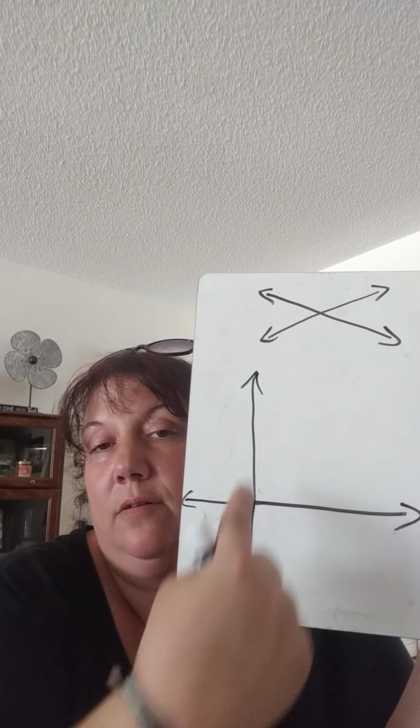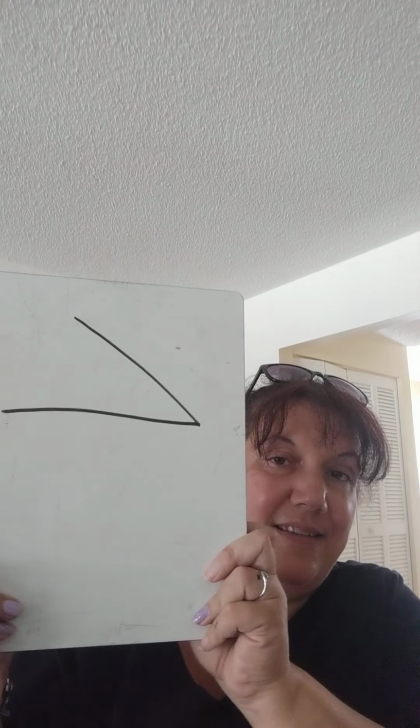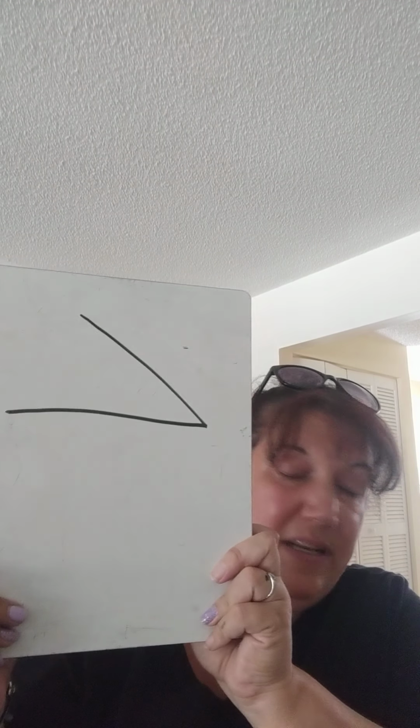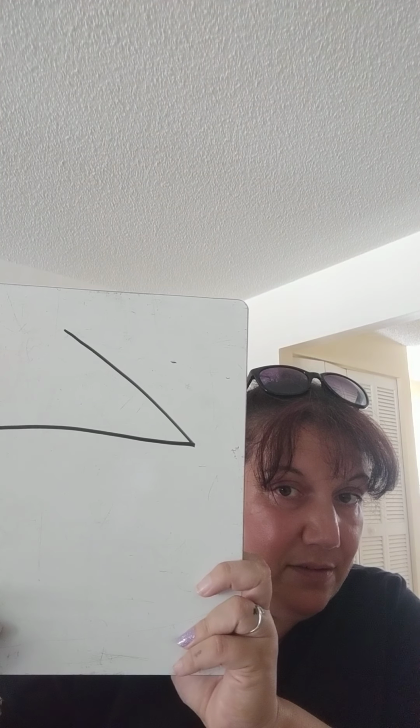So, let me see if I can do what they did. I'm going to do it a little bit smaller. These are all intersecting, but we've got 4 right angles. Here's where it gets a little bit tricky. This is an intersecting line, but it's not a perpendicular line because it does not create a right angle.